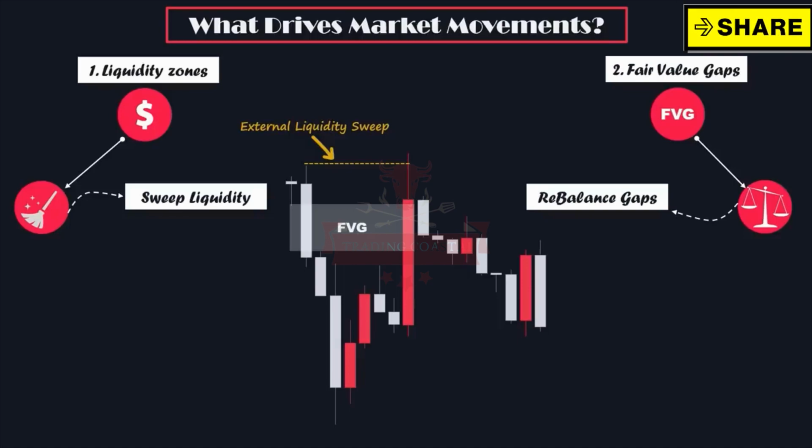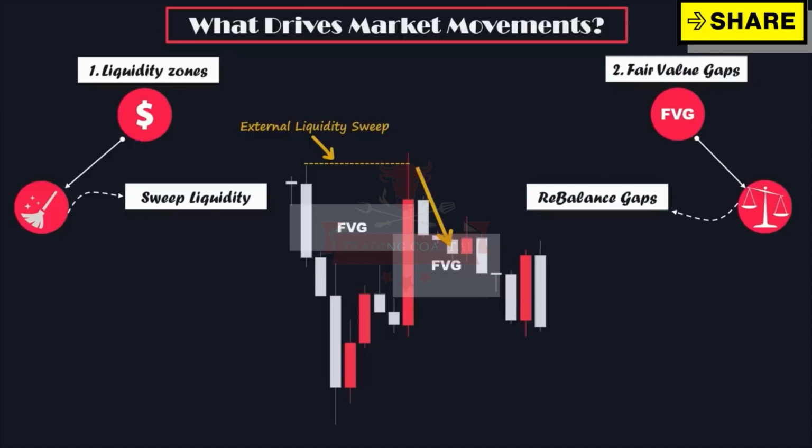It also moved upward to clear out external liquidity. Once external liquidity was swept, the price reversed back down to fill the most recent fair value gap. This cyclical pattern reflects how the market operates, where price tends to both clear accumulated liquidity and fill fair value gaps. Let's have a quick breakdown of fair value gaps and see how we can identify them in the market.